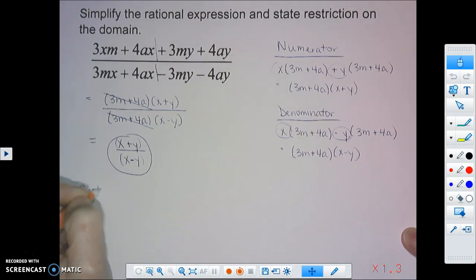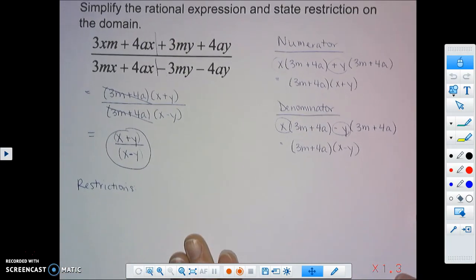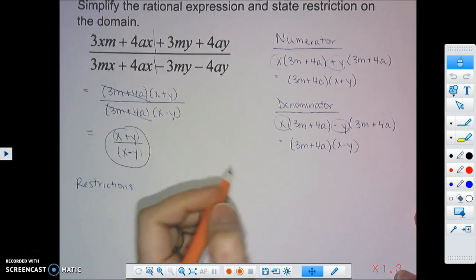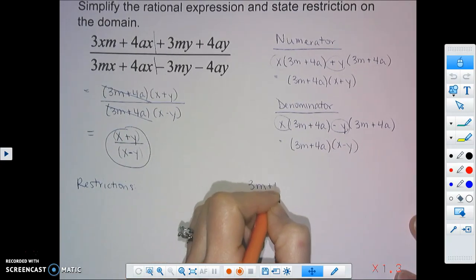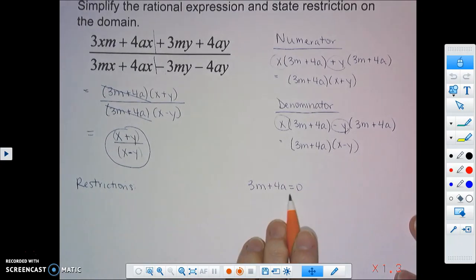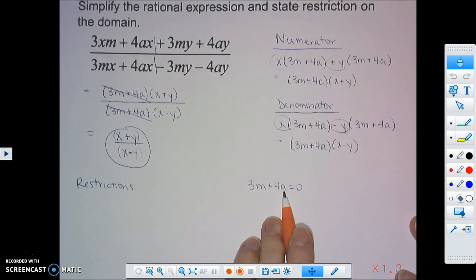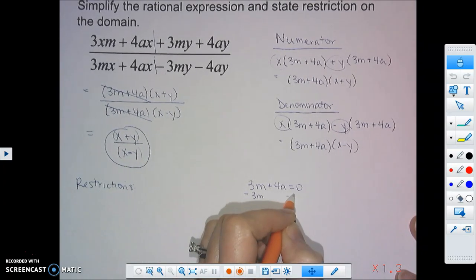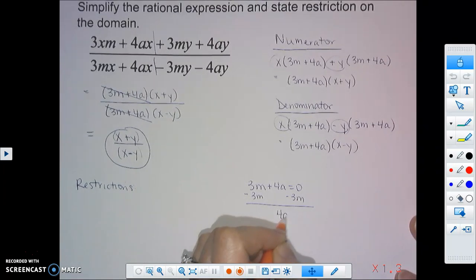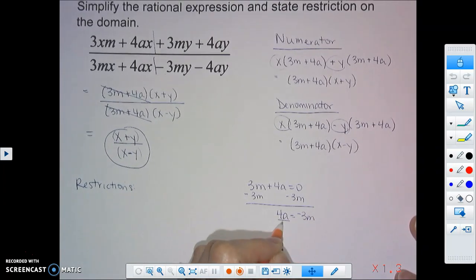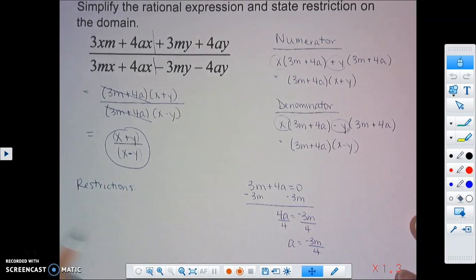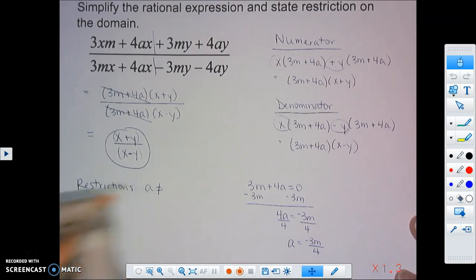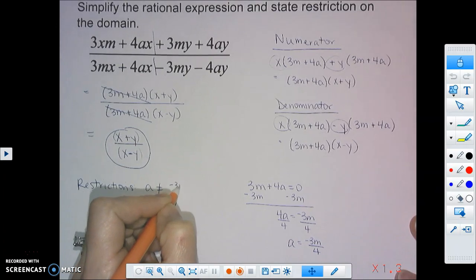For our restrictions, we're going to show a little bit more work for this off to the side. So if we set this first one equal to 0, 3m plus 4a equals 0. Because there are 2 different variables in this, you're always going to solve for the first one alphabetically. So we're going to solve for a. That means that we should subtract 3m from both sides. And then divide by 4. So a would equal negative 3m over 4. When we go to write our restriction, though, we need to say a can't equal negative 3m over 4.